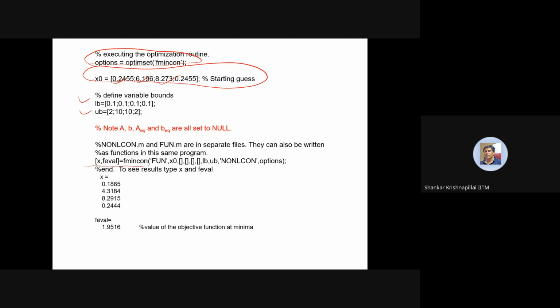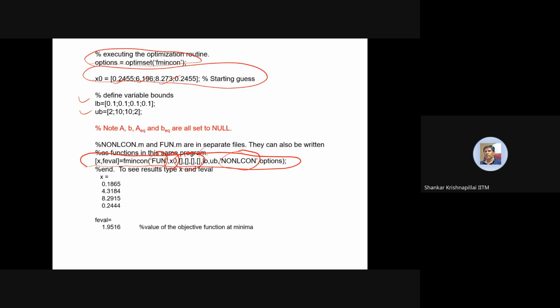Then you call this fmincon subroutine. Fun is the name of the objective function subroutine. nlcon.m is the name of the nonlinear constraint subroutine. X0 is the starting point. There is no equality constraint, so A, b, Aeq, beq are all empty.